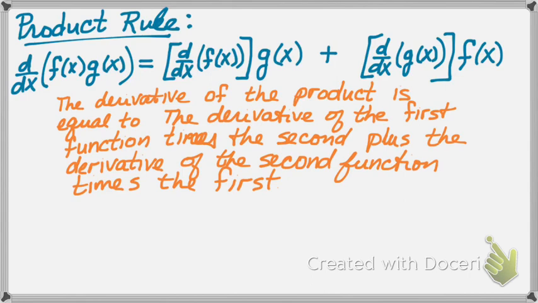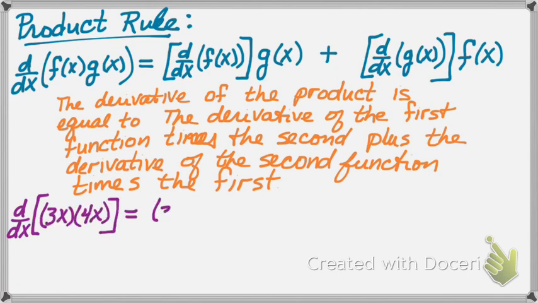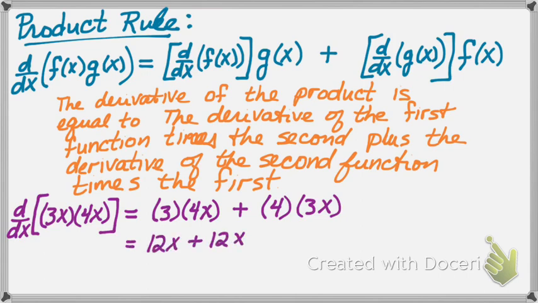So the derivative of a product is equal to the derivative of the first function times the second plus the derivative of the second function times the first. Checking this against our example, we were taking the derivative of 3x times 4x. So the derivative of 3x is 3 times 4x plus the derivative of 4x, which is 4 times 3x, and that simplifies to 12x plus 12x, which does equal 24x, which is what we found before.